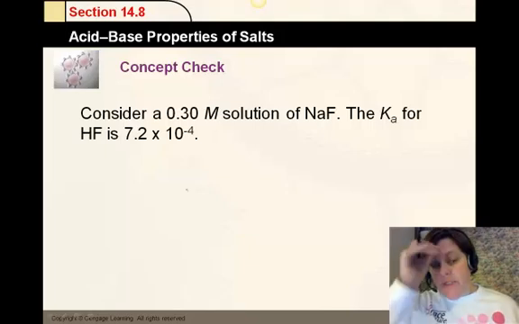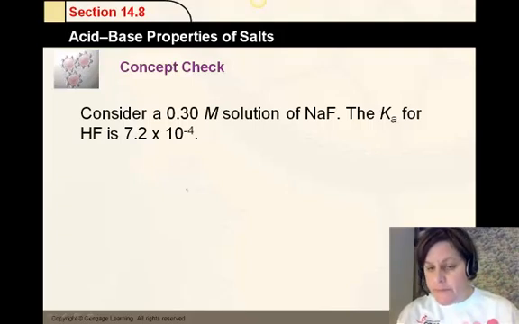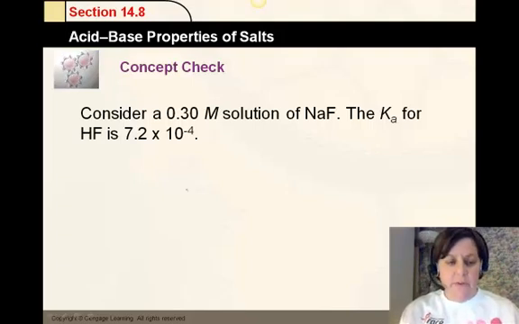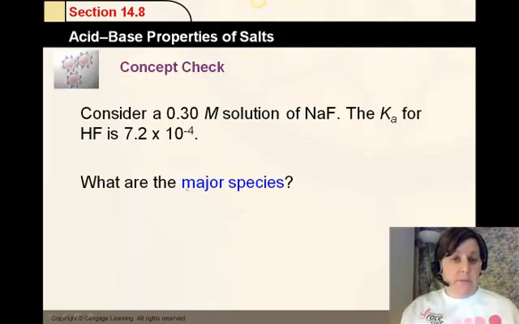So let's look at a question, maybe that's a little bit different than this. Consider a 0.3 molar solution of NaF. The Ka for HF is 7.2 times 10 to the negative 4. What are the major species? In other words, what are the things that are going to be the major contributor of pH?